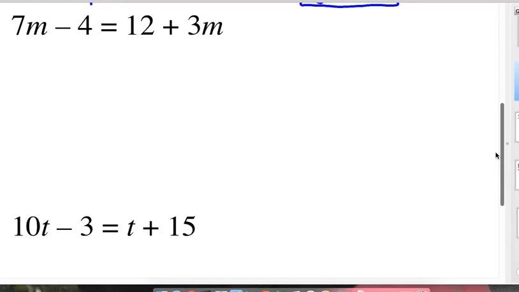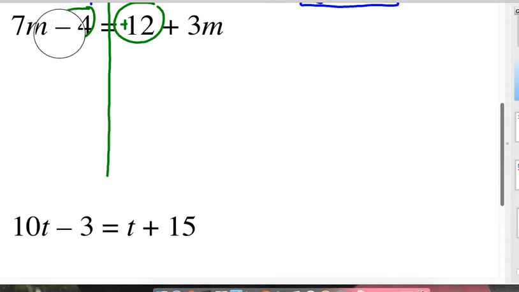Okay, these get a little bit longer. Let's take a look. This one says 7m minus 4 equals 12 plus 3m. Start with those constants. I see a minus 4 on the left and a plus 12 on the right. Somebody's got to move. Somebody's got to go to the other side and join up with the other guy. I'm going to move the minus 4 to the other side. Now, you don't have to. You could move the 12 to the left side if you'd like to, but I'm going to move that minus 4 and get rid of it.